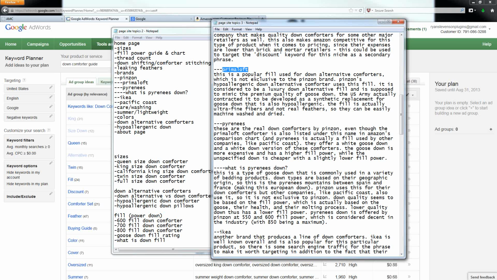It's an ultra-fine fiber and not actual real feathers, so they can be machine washed and dried, and obviously they don't cause people allergies because they didn't come from a real animal. Whereas their Pyrenees line is their real down comforter. And I even have more information about the Pyrenees down in terms of where it comes from and its quality and information like that.